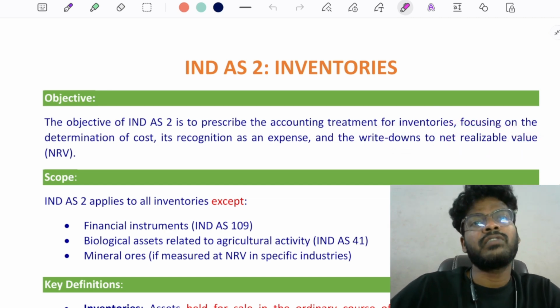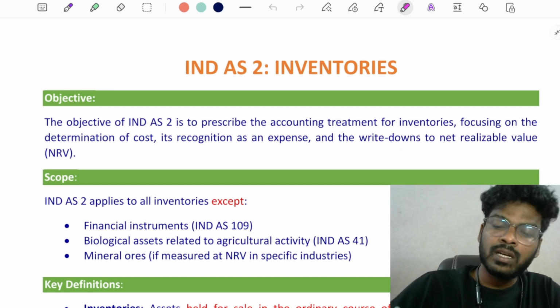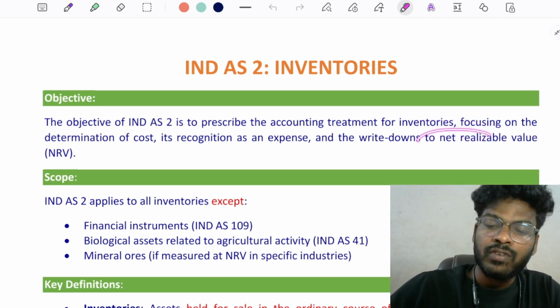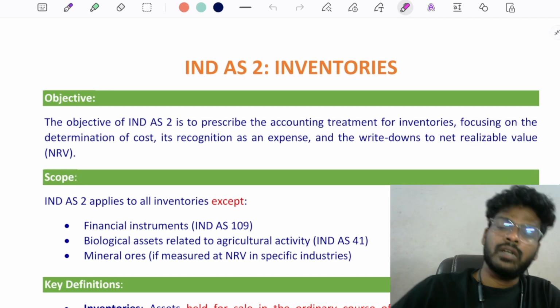If the cost of inventory is more than the net realizable value, then we need to bring down or write down the value of inventory to net realizable value.